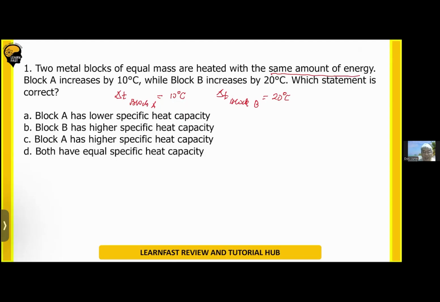So what we're saying here is option A and option C are considered as options with contrasting ideas. There is a noticeable difference between option A and option C. Option A says block A has lower specific heat. In contrast, option C says block A has higher specific heat. So therefore, you can eliminate B right away, and concentrate now on whether the answer is A or C.